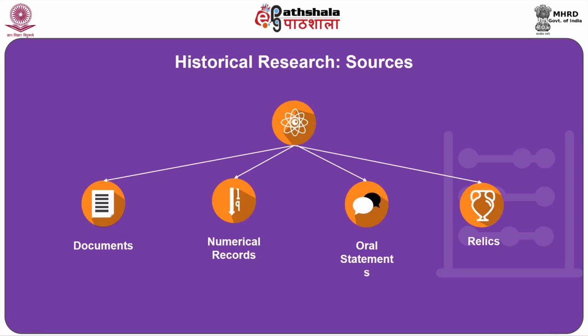Finally, relics are another source of historical research. These are any objects whose physical or visual characteristics can provide some information about the past. For example, historical paintings, portraits, charts, maps, etc.